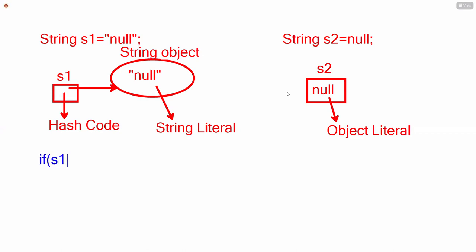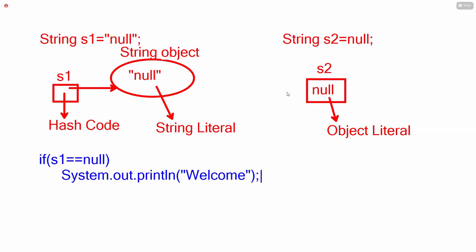If S1 double equal to null, System.out.println welcome. What will happen? S1, what does it contain? Hash code. Hash code double equal to null, false. That means no output.